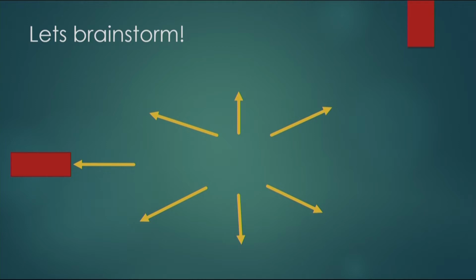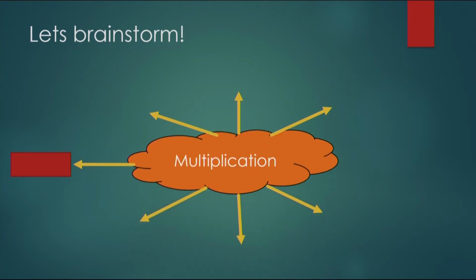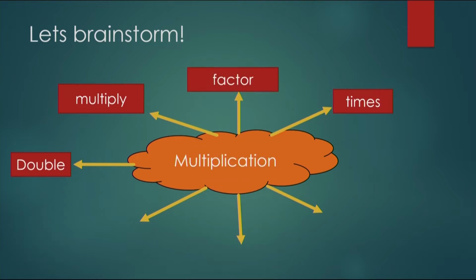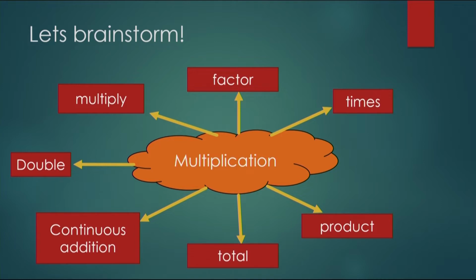Let's brainstorm. Multiplication. What word comes to your mind? Multiply. Times. Double. Factor. Product. Continuous addition. Total. When we multiply two factors, we get a multiplication.